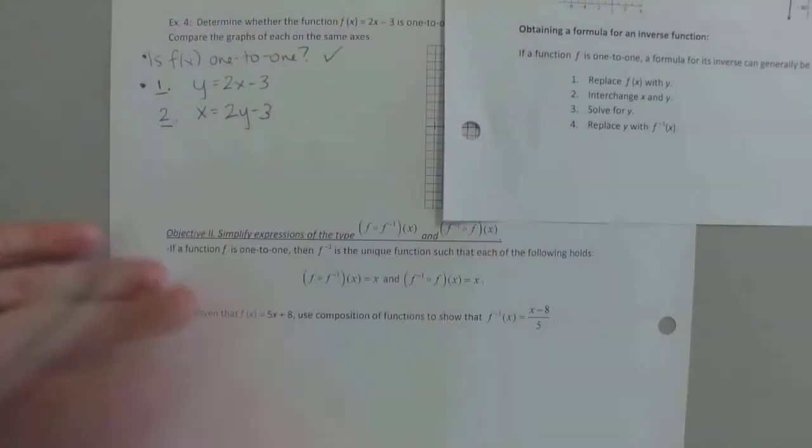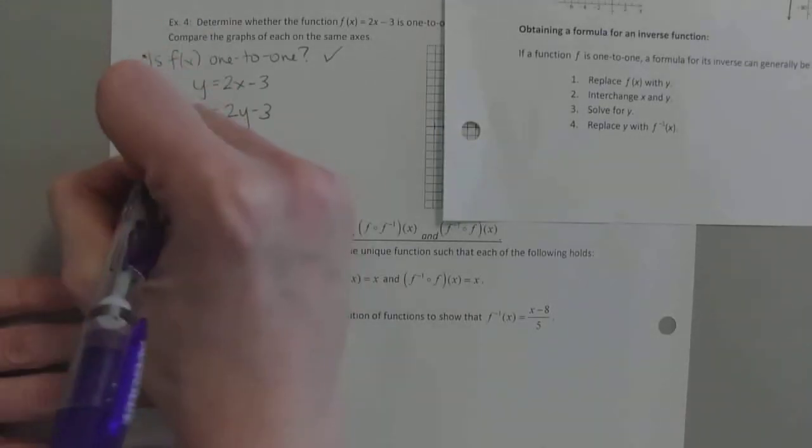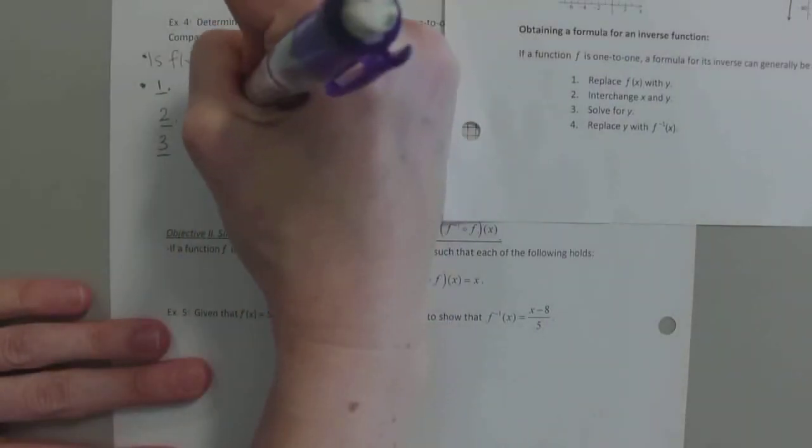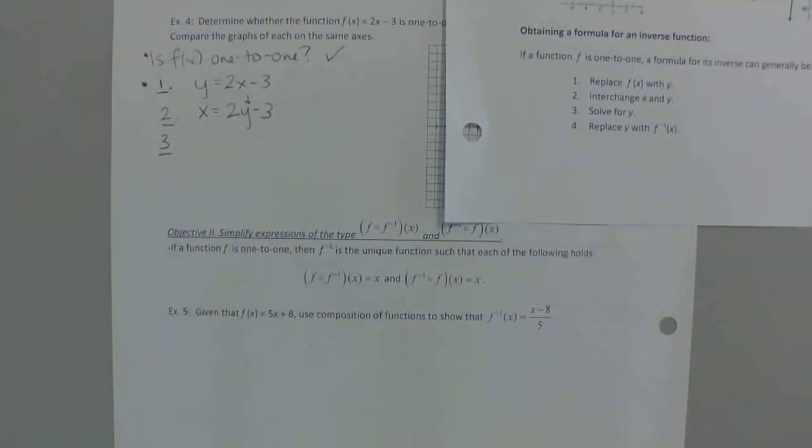Step number 2 says now that you have it in terms of x and y, what is an inverse? Everything's flip-flopped, all right? So in step number 2, we're going to flip-flop our x with our y and vice versa. So this is x equals 2y minus 3. Is that okay so far?